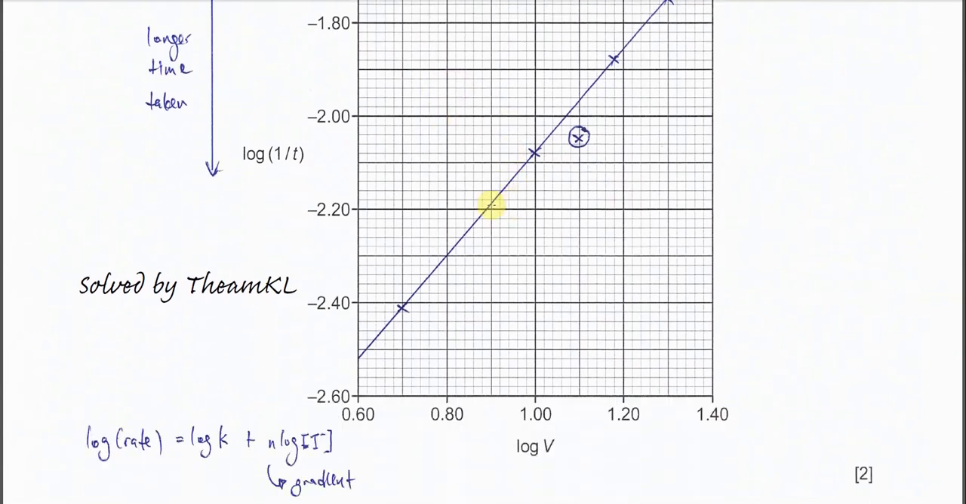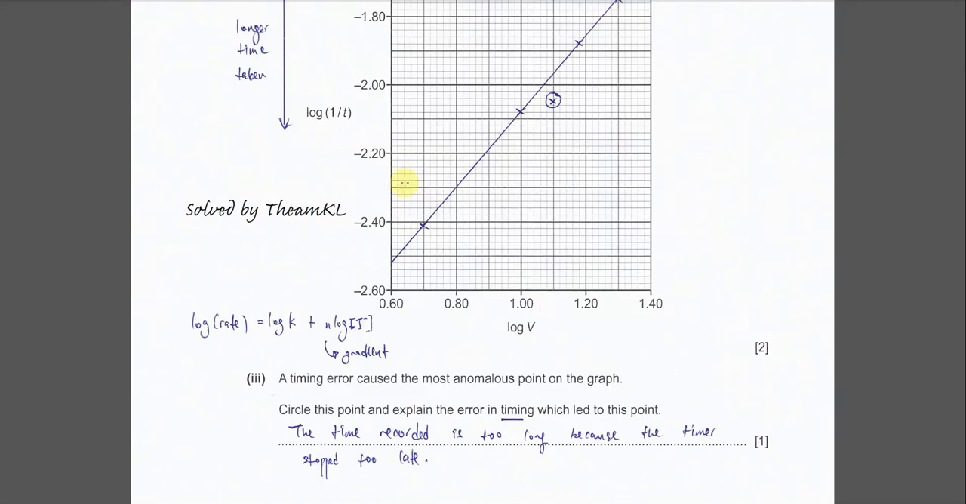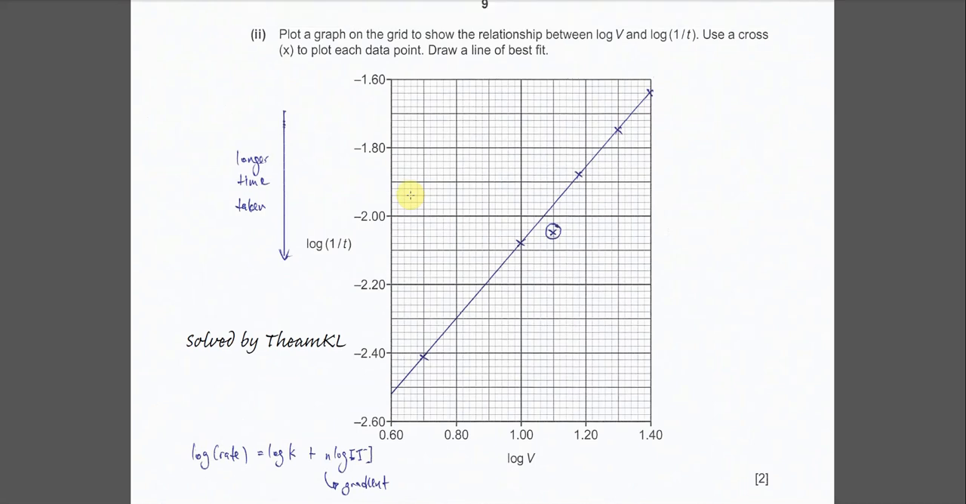Okay, so this one, I make it a bit smaller. After you plot these graphs, you get one anomalous point, right? So try to draw a best fit line. You should get something like this. This is the anomalous point at log V equal to 1.10.